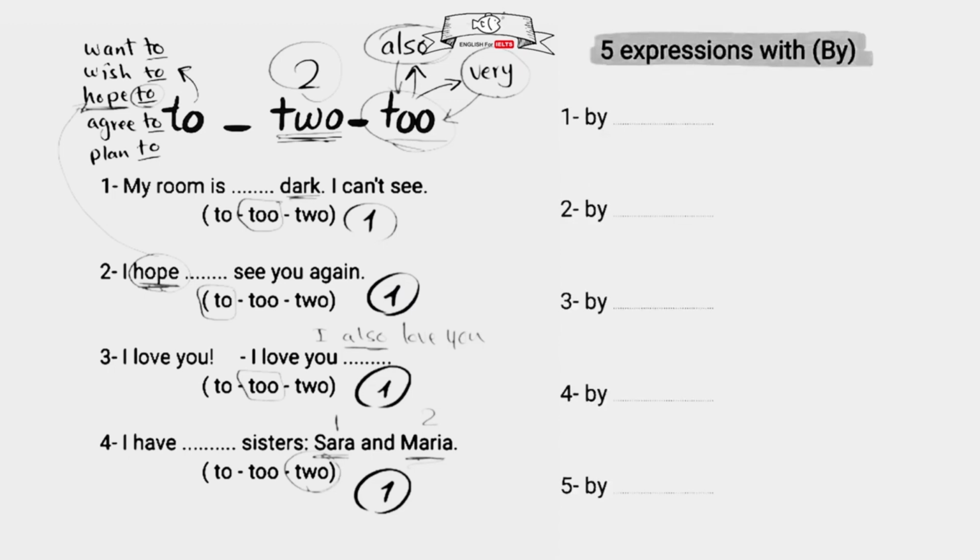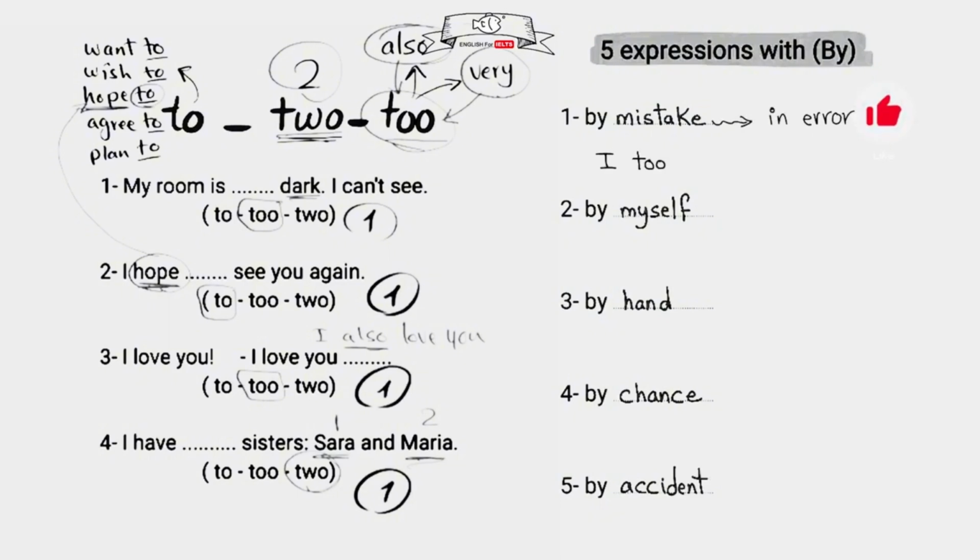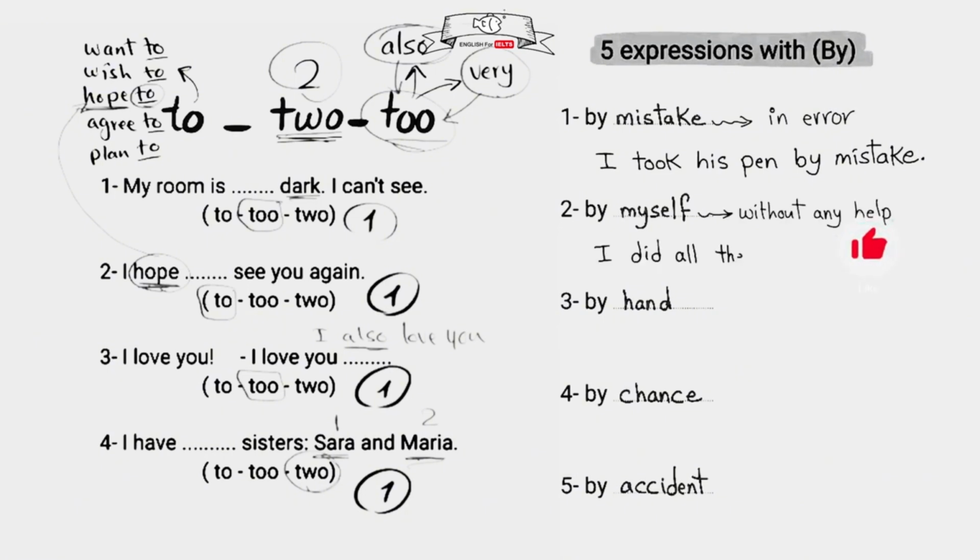5 expressions with by: by mistake, by myself, by hand, by chance, by accident. The first one, by mistake, means in error. I took his pen by mistake. It wasn't my pen, but I took it by mistake. By myself, without any help from others. I did all the work by myself, which means I did all the work without any help from anyone else.